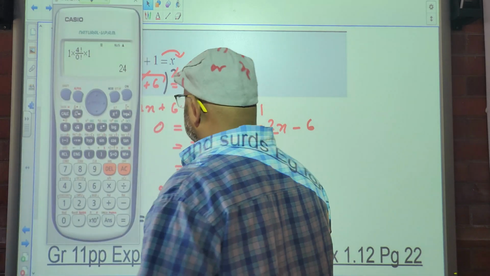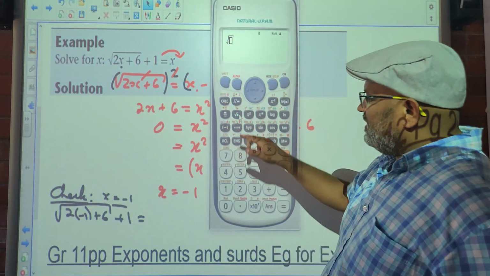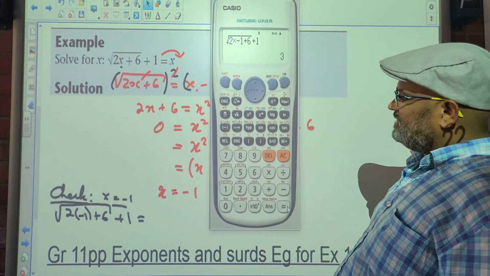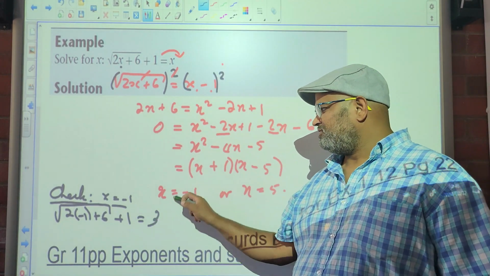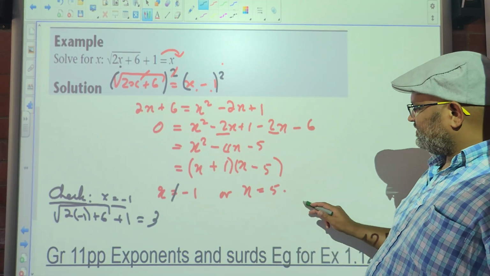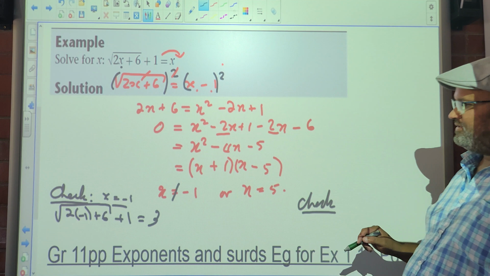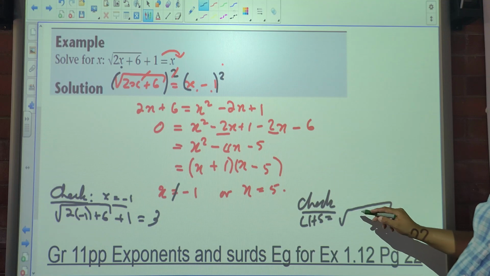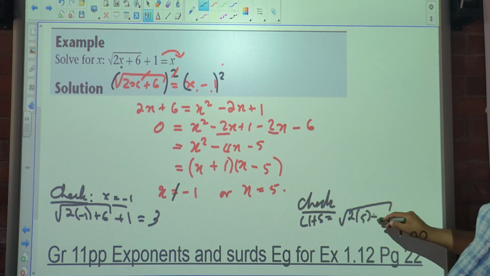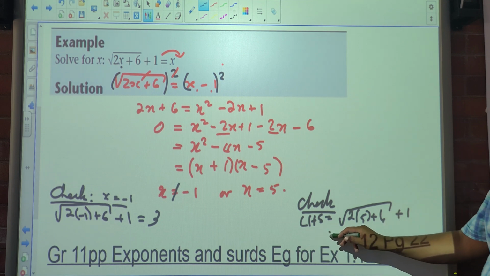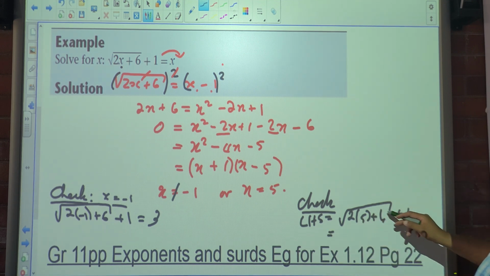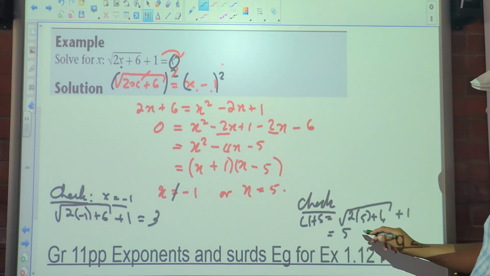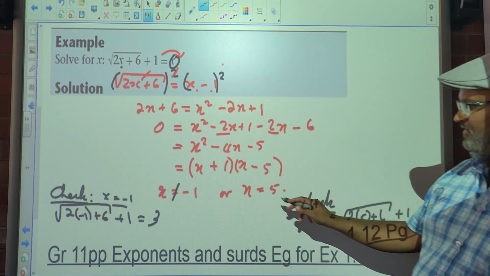Let's test. That would simply be the square root of 2 multiplied by negative 1 plus 6, plus 1. It gives you 3. Does that one work? No, so no solution. And we check the other one. The left hand side is going to be the square root of 2 times 5 plus 6, plus 1. That's the square root of 16, which is 4, plus 1 is 5. And x is 5, not so? Yes. Is the left hand side equal to the right hand side? Yes. So that one works.